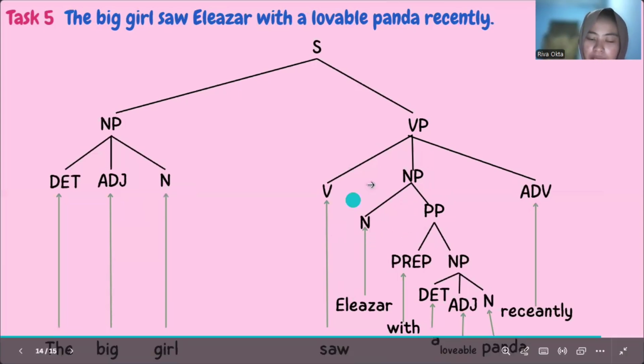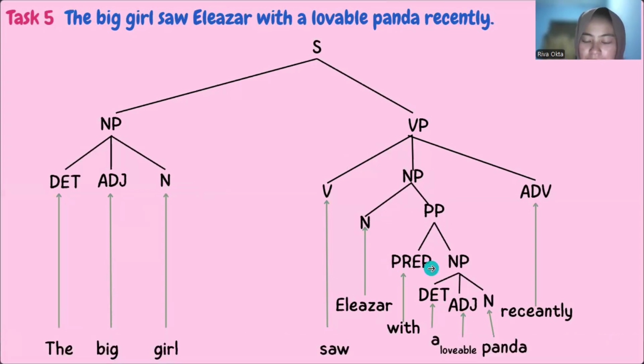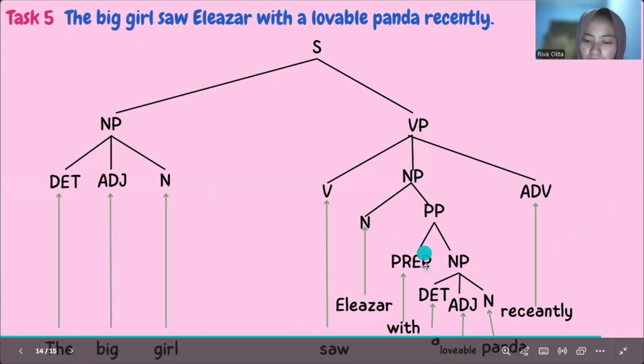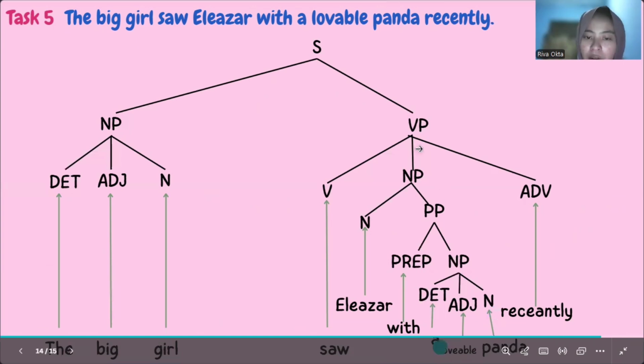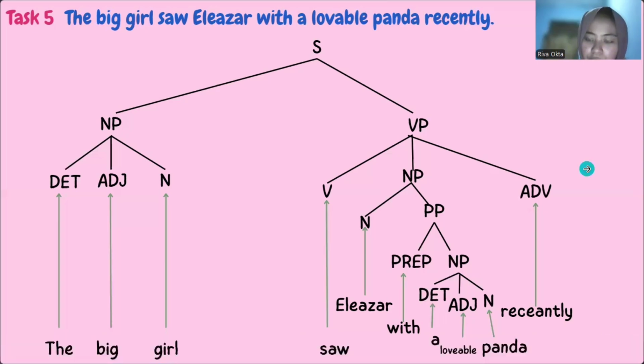"Lizard" from this sentence is a noun. The prepositional phrase is divided into preposition and noun phrase. "With" from this sentence is a preposition. The noun phrase is divided into determiner, adjective, and noun. From this sentence, "the" is a determiner, "lovable" is an adjective, "panda" is a noun. The adverb is "recently."